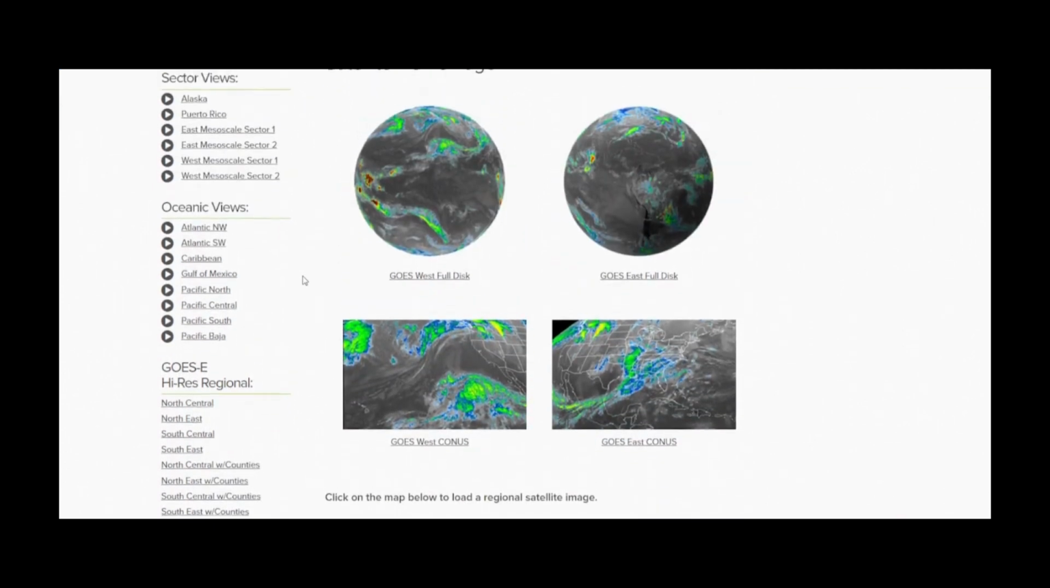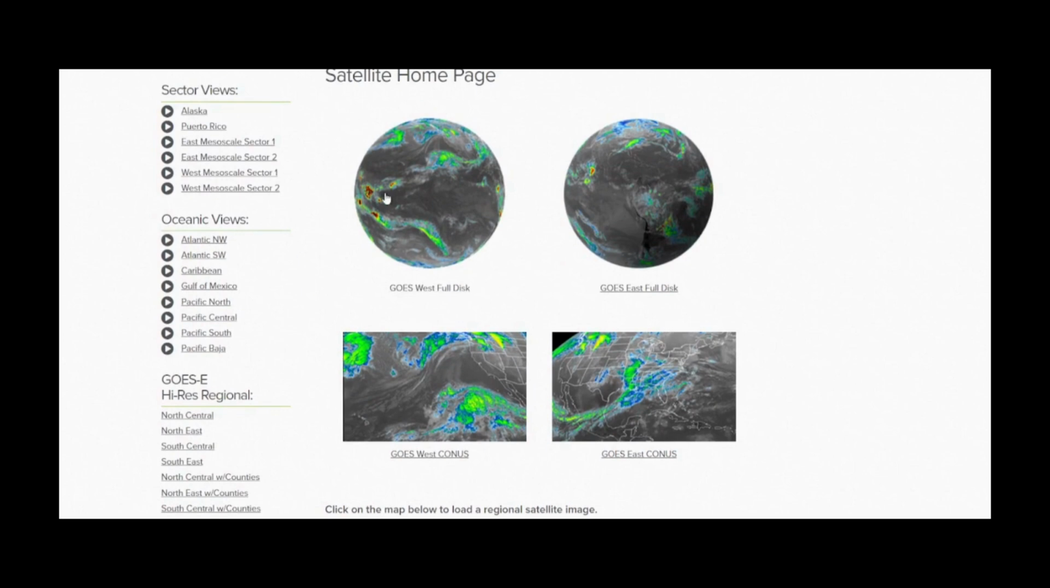On the left-hand side of the page, you have all the different regions to view. And in the center here, you have a full disk of the east and west sides of the planet, as well as the east and west views of the continental United States. For tracking storms in the US, GOES East will give you the best view.